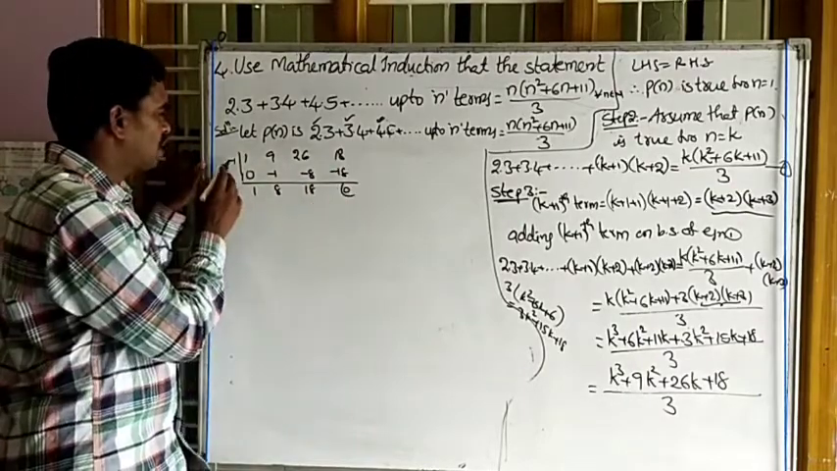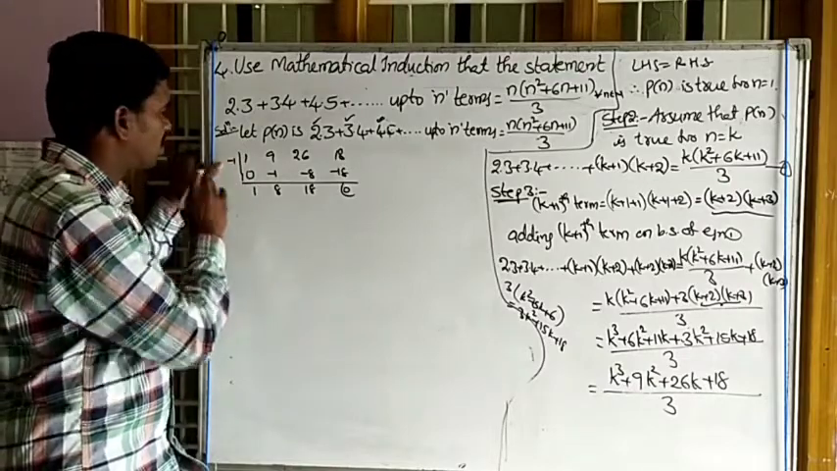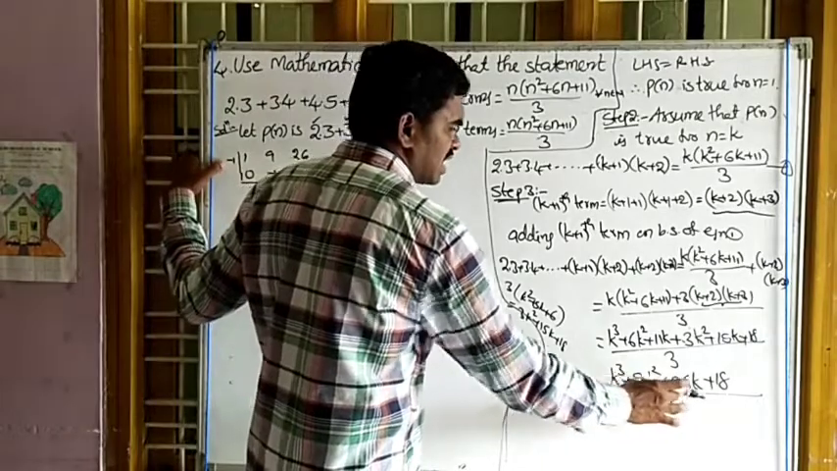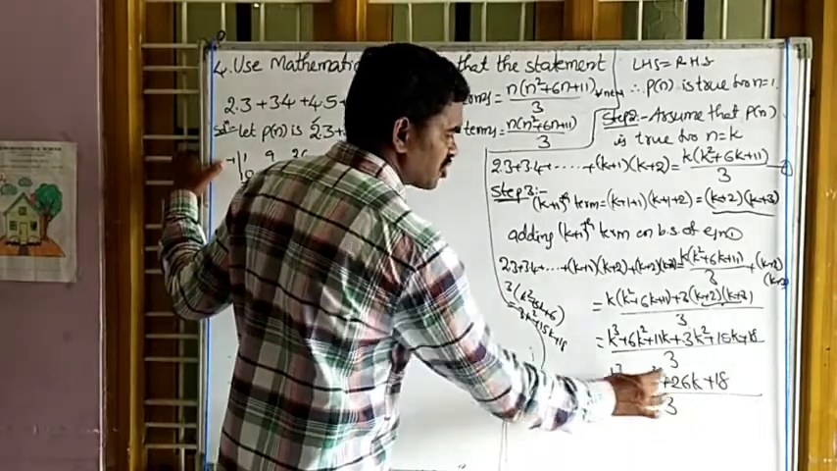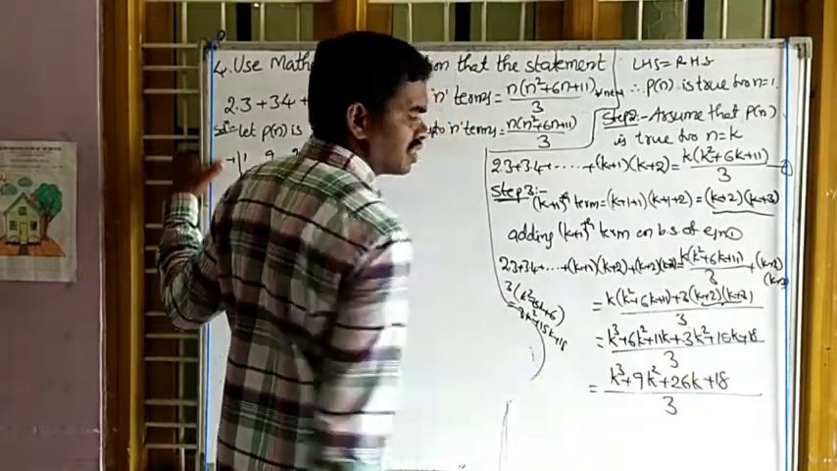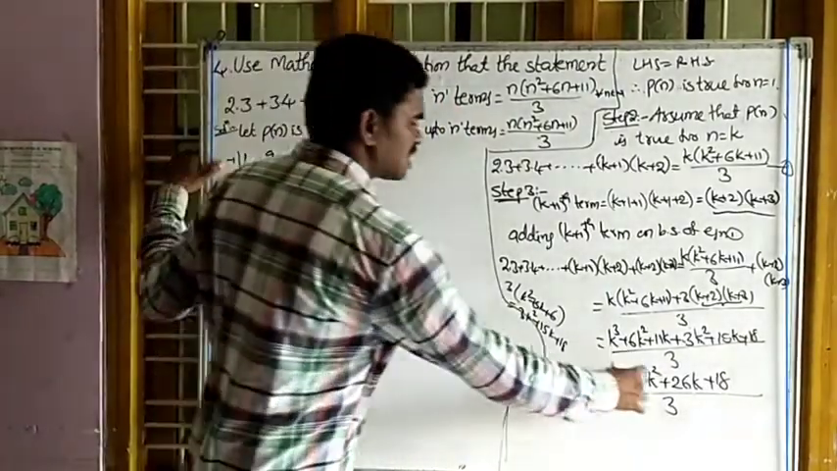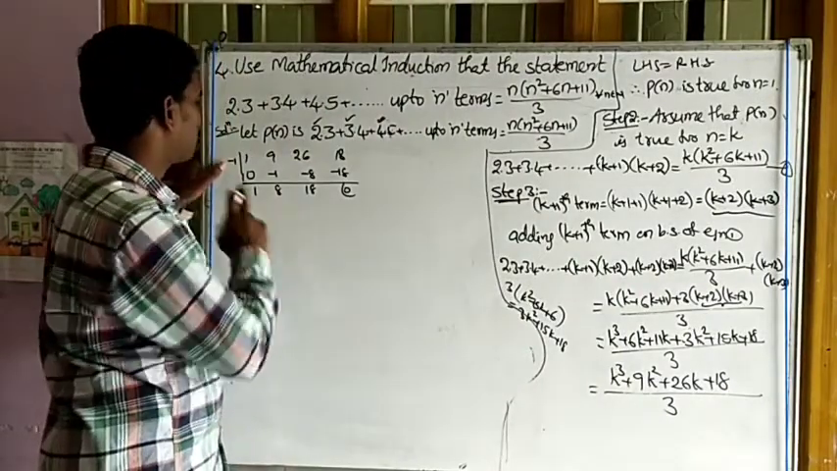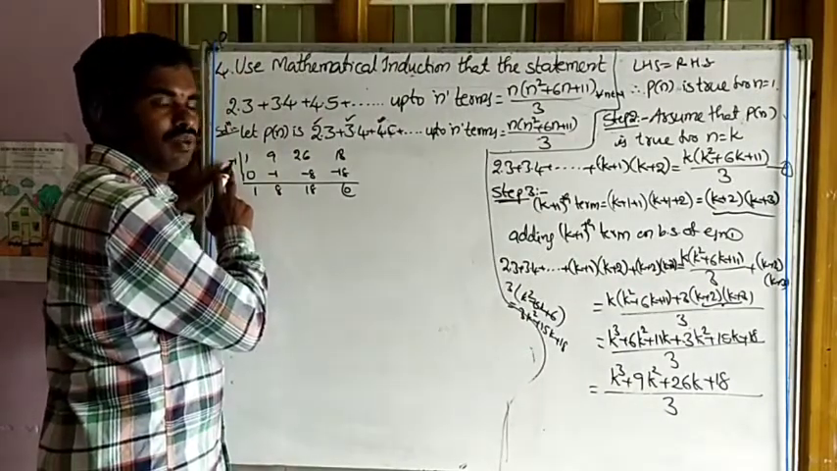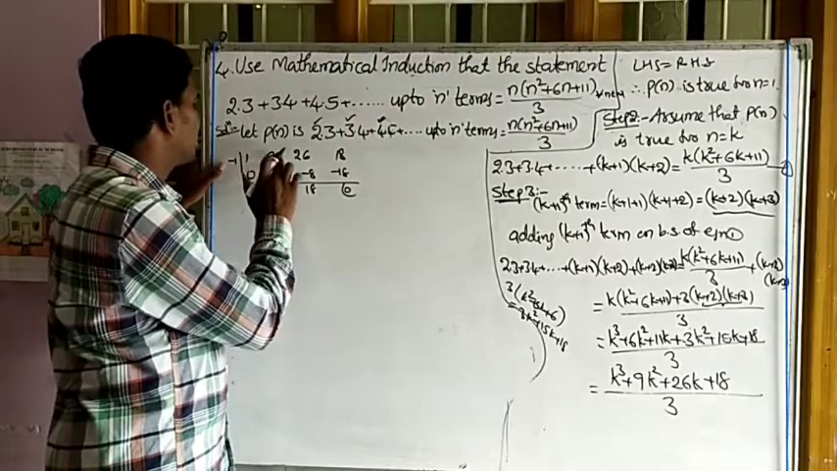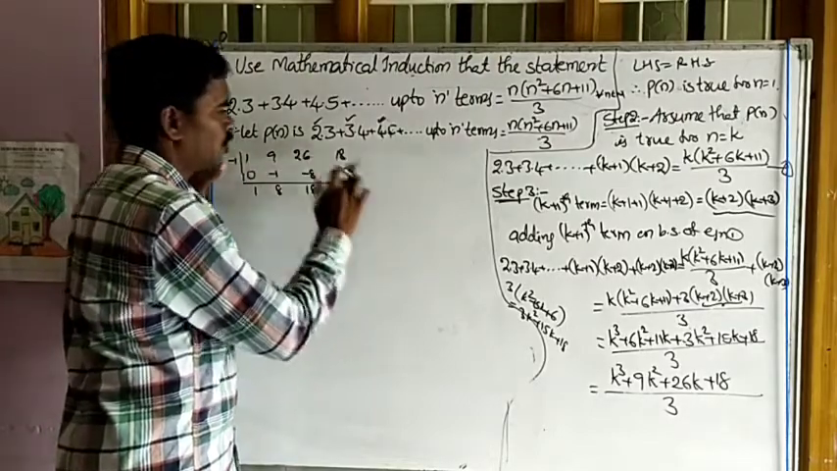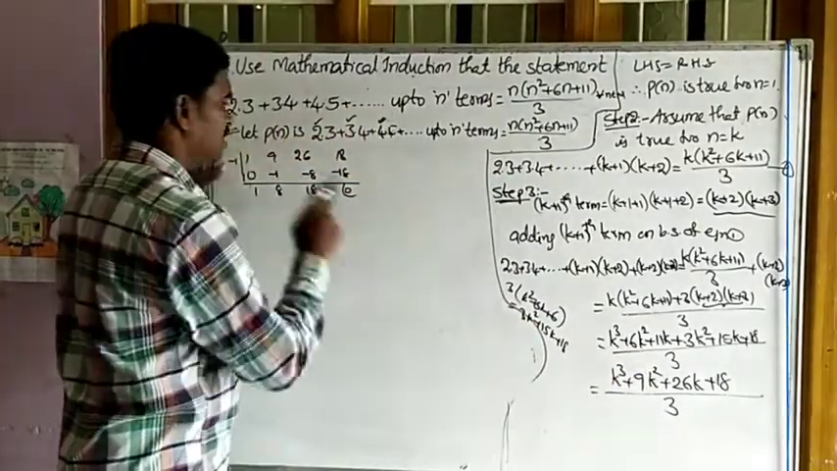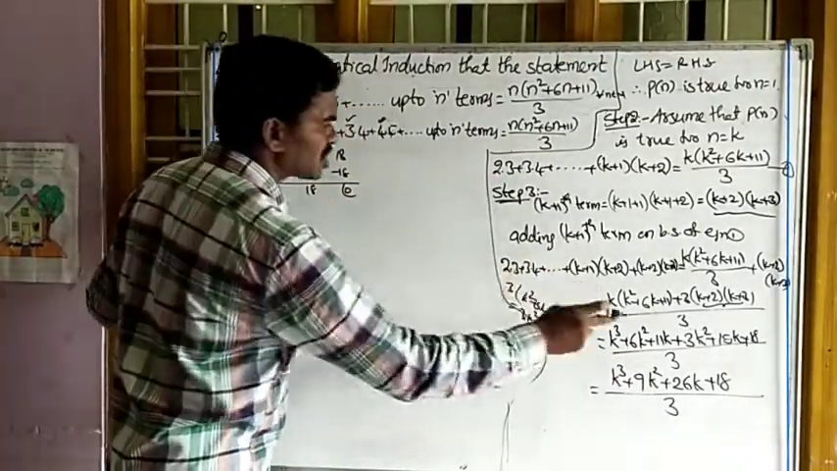See, first I am taking minus 1. Why am I taking minus 1? Because 100% minus 1 is a zero of this polynomial. If you substitute minus 1 in this, we get the answer 0. That's why for this polynomial, minus 1 is a zero. So that's why I am taking minus 1. Okay. These are the coefficients of the given cubic polynomial: k cube coefficient 1, k square coefficient 9, k coefficient 26, constant 18.